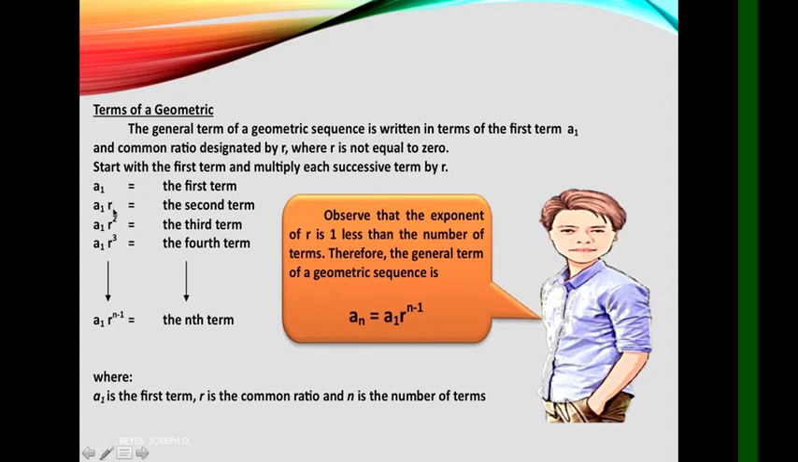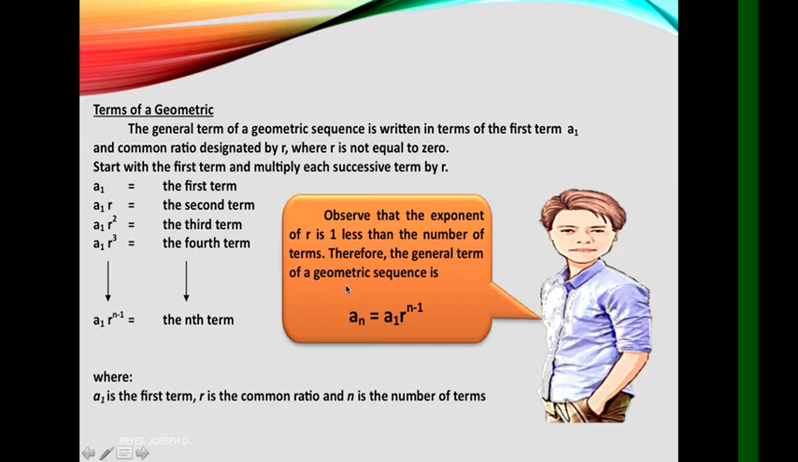The a sub 1 r is the second term. The a sub 1 r squared is the third term. And the a sub 1 r cubed is the fourth term. The a sub 1 r raised to n minus 1 is equal to the nth term. So we don't know what is the term, we just name it the nth term. Observe that the exponent of r is 1 less than the number of the term.